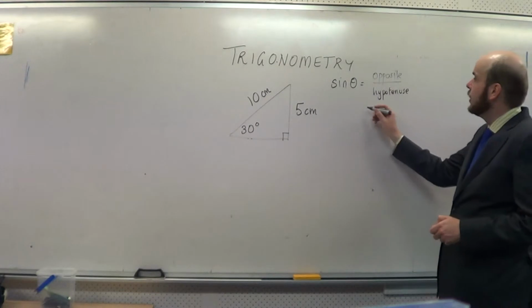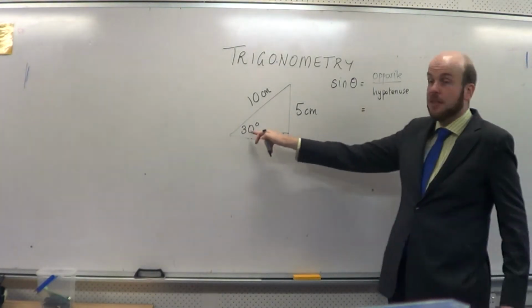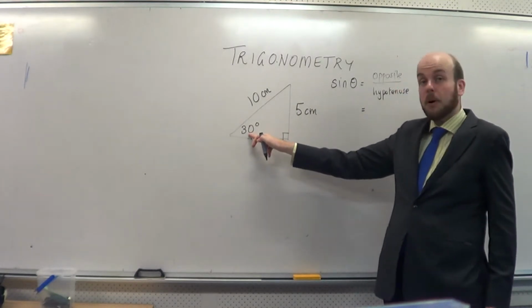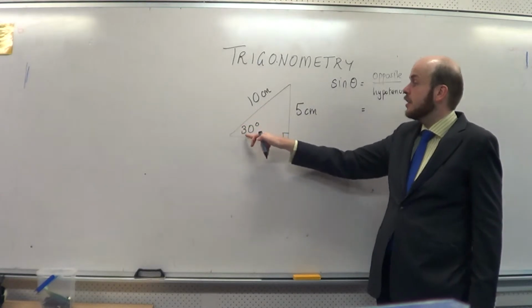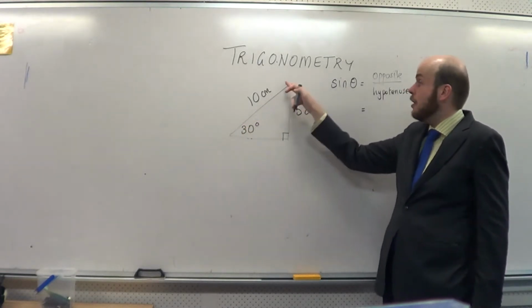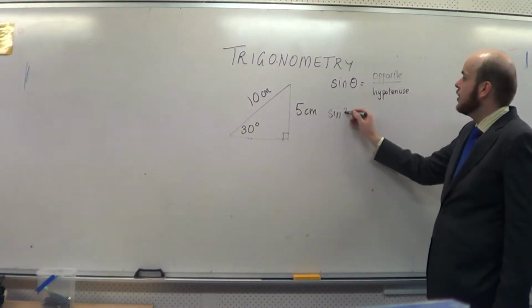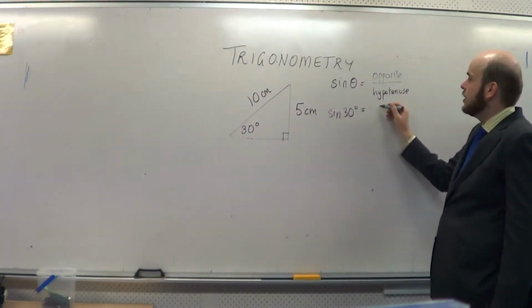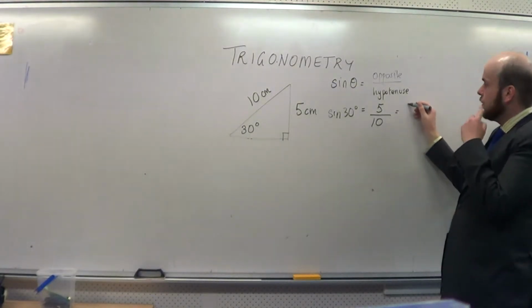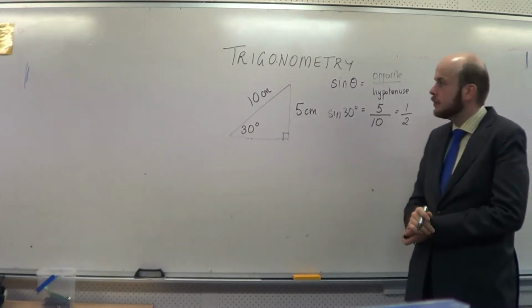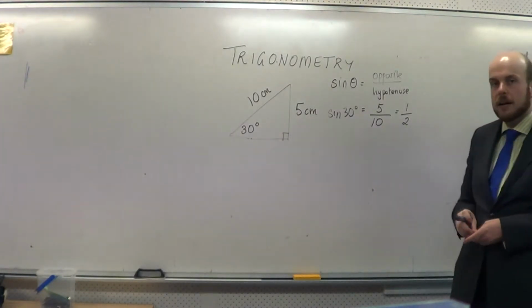Now, the opposite over the hypotenuse. So I've got here 30 degrees. The side opposite to that 30 degrees is 5. The side adjacent to that, we don't know. The hypotenuse is over here. So this would be sine 30 degrees is equal to 5 over 10, which is equal to 1/2. So sine of 30 degrees is equal to 1/2.